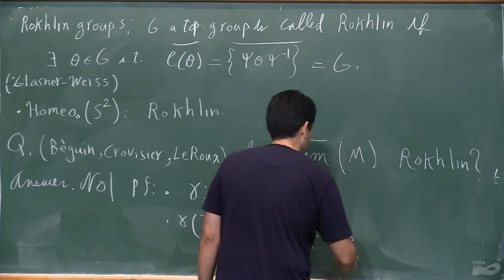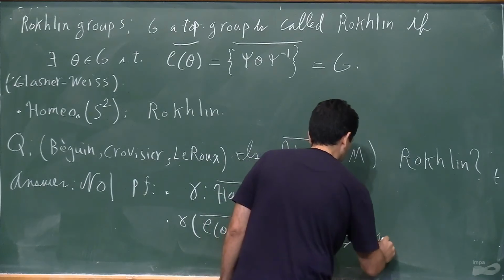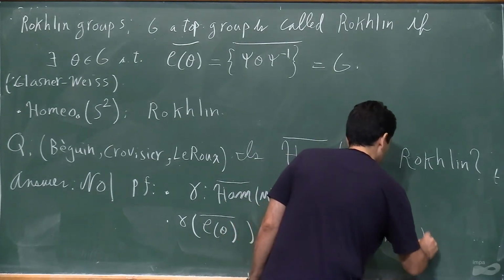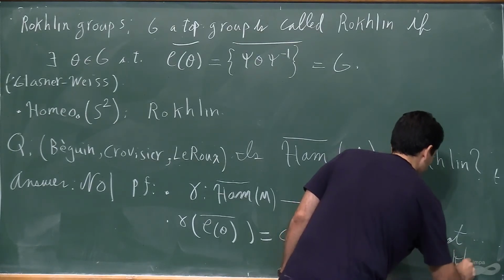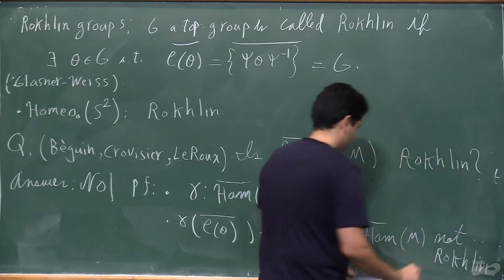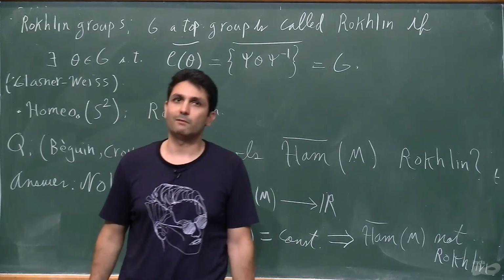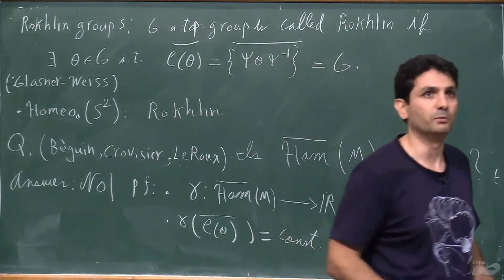So we see that Ham bar of M is not Rokhlin. So that's another application to dynamics. And I hope I haven't gone much over time. So I'll stop here. Thanks.